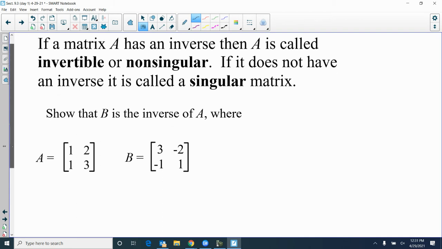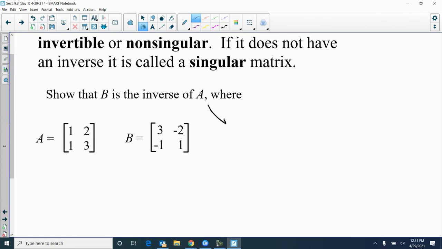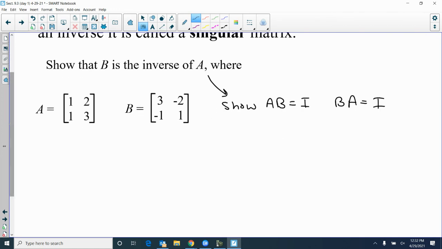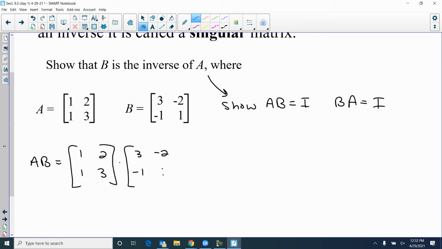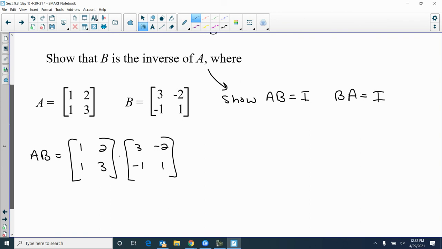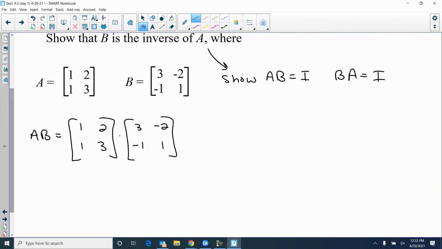All right, it says show that B is the inverse of A. That means show that A times B equals I and B times A equals I. All right, so let's take a look at that. Now we just multiply them together and see what they equal. So A times B is going to be 1, 2, 1, 3 times 3, negative 2, negative 1, 1. Just multiply: you do your row times your column.